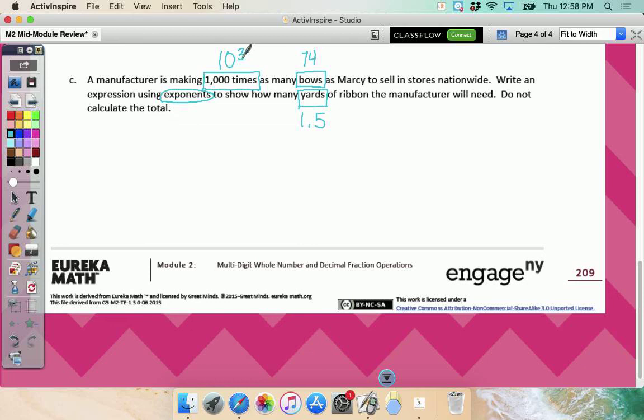Now we just put this into an expression. So I think, this is my opinion, I want to keep 1,000 at the end. So we can just add 3 zeros or whatever, or hop it, right? So what will I put inside here? 74 times 1.5 times 1,000. And guess what? You're done. You don't have to figure out the answer. It says do not calculate.